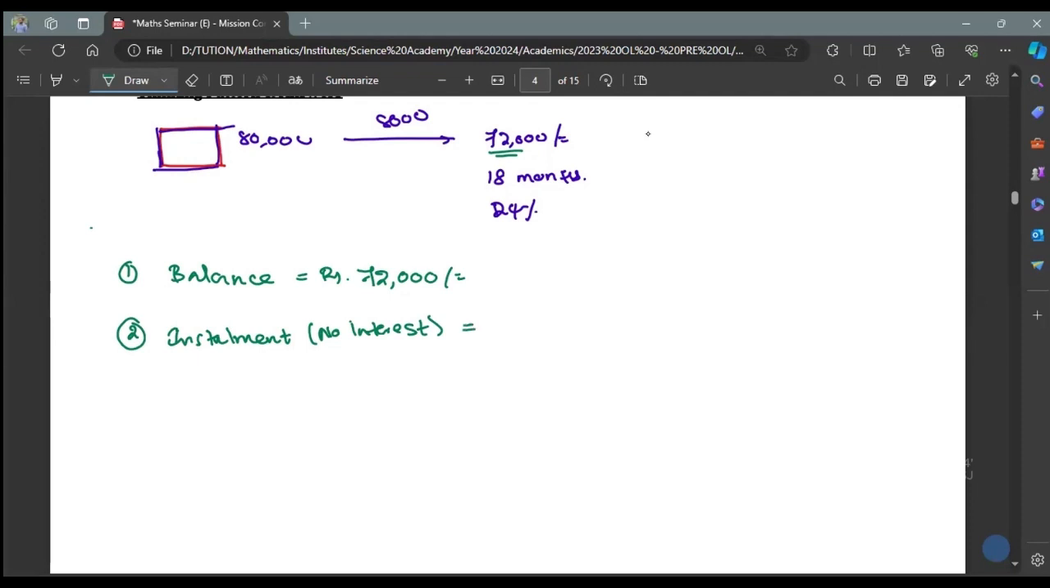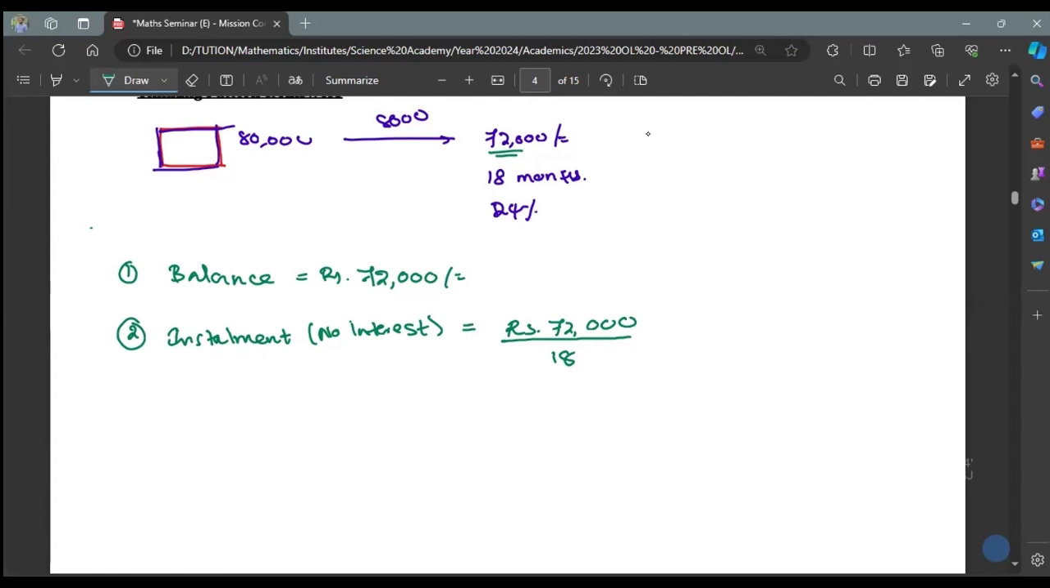If you are not paying any interest, this 72,000 rupees of loan balance, or the remaining amount, should be paid within 18 equal monthly installments. So 72,000 divided by 18.